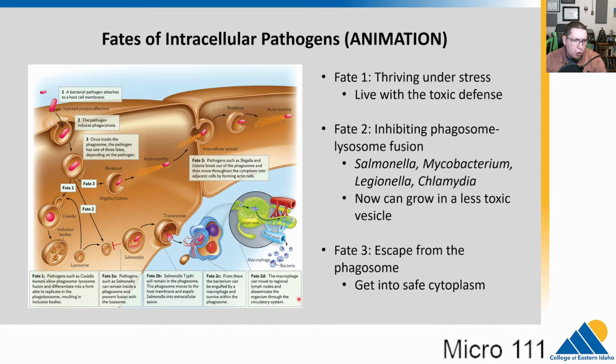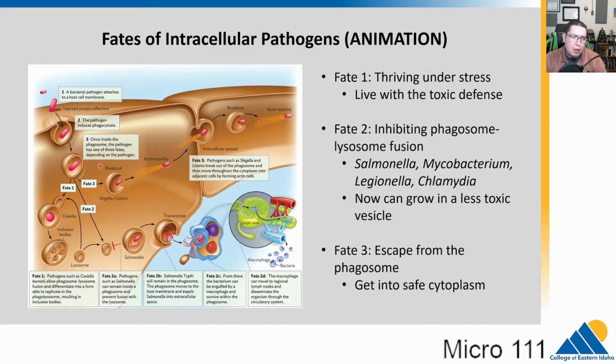There are three general ways that intracellular pathogens can avoid the immune system and deal with the cell. Most of them trick their way into cells by inducing phagocytosis. So normally phagocytosis causes microbes to be brought in and destroyed, right? But there are different ways to avoid that fate here.